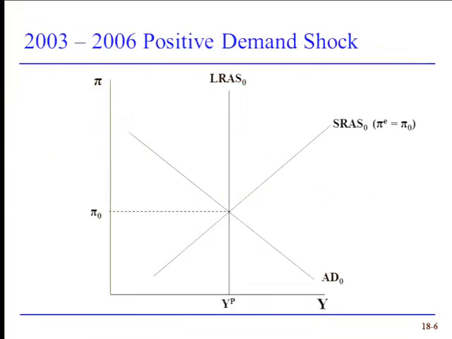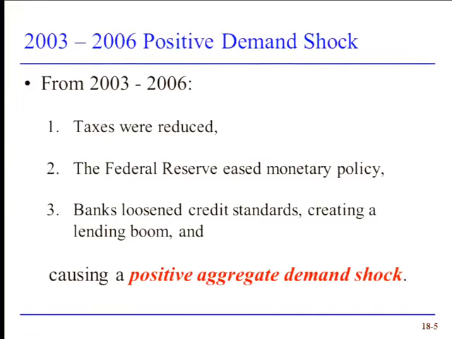So here's an example that I'm actually going to compress, of three different shocks that happened in the early to mid 2000s. We had a situation where taxes were reduced, and for now we're going to assume that these are autonomous taxes. We'll see later what effect changing income tax rates has. So autonomous taxes were reduced. The Federal Reserve eased monetary policy. So this is a reduction in the autonomous monetary policy, or R-bar. So at every level of inflation, the central bank is bringing down the real interest rate.